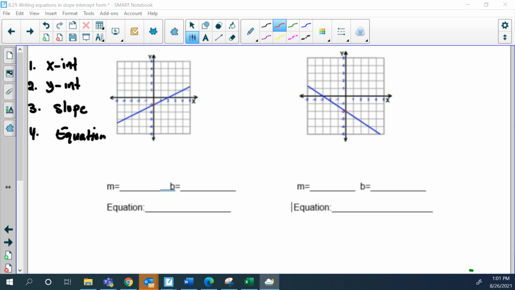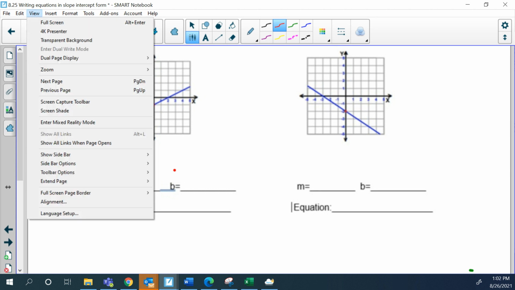Hi guys, this is the bell ringer for today. You're given a graph and you're asked to find the x-intercept, y-intercept, slope, and equation for the graph on the left. So go ahead and pause the video and see if you remember how to do that, and then you can come back and check your answer.